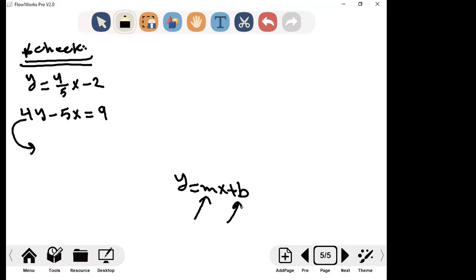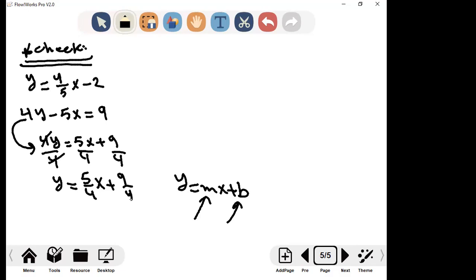So let's prepare. We shift the -5x, then we divide by what? 4. Yes, 4y equals 5x plus 9, right? I shifted the -5x here. Divide by 4, divide by 4, divide by 4. So y equals 5/4x plus 9/4, which is 2.5, right? It is 2.5. Now this is the equation which I want to talk about.